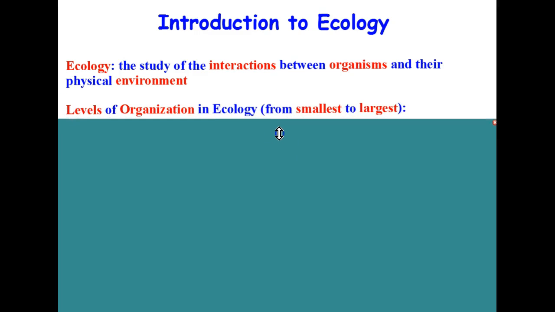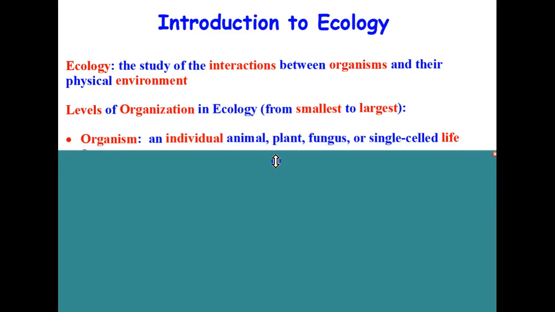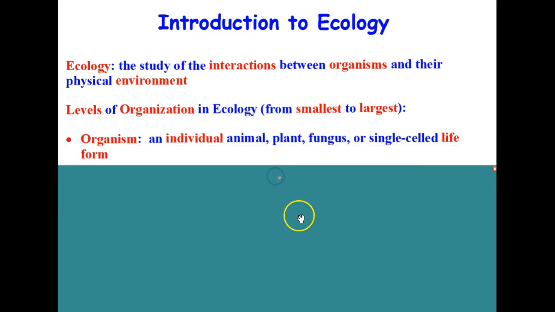The next thing we're going to take a look at here are the levels of organization in ecology from smallest to largest. The smallest level of organization in ecology is the organism. An organism is an individual animal, plant, fungus, or a single-celled life form.